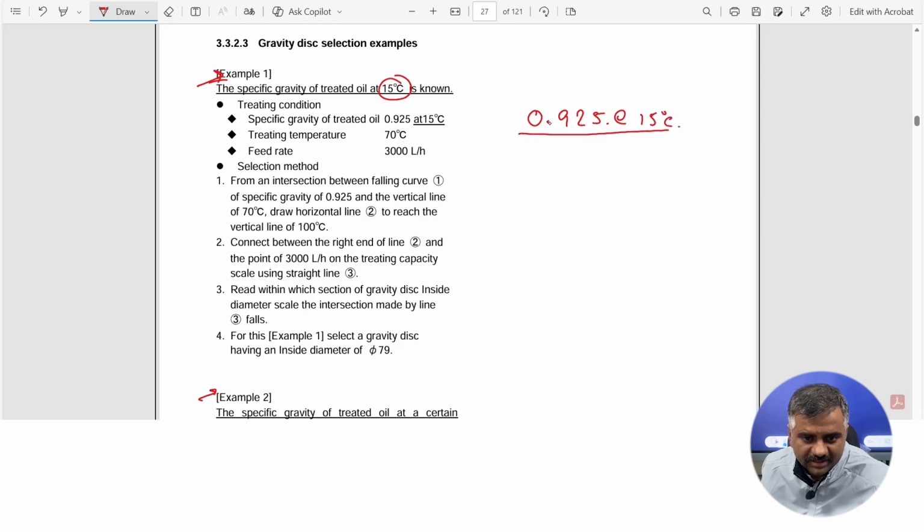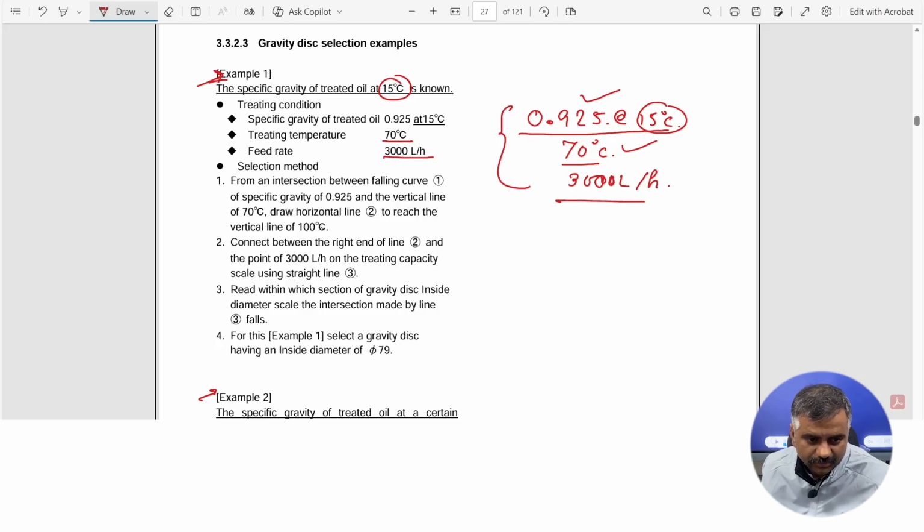The treating temperature, as we have seen in the temperature viscosity diagram above, we can get from there. It was found to be 70 degrees centigrade. Feed rate, we have decided that we will keep at 3000 liters per hour. So on the basis of these three parameters, the specific gravity at 15 degrees centigrade, the treating temperature that came from the viscosity temperature diagram, and the feed rate, we will find what should be the size of the gravity disk for optimum purification.